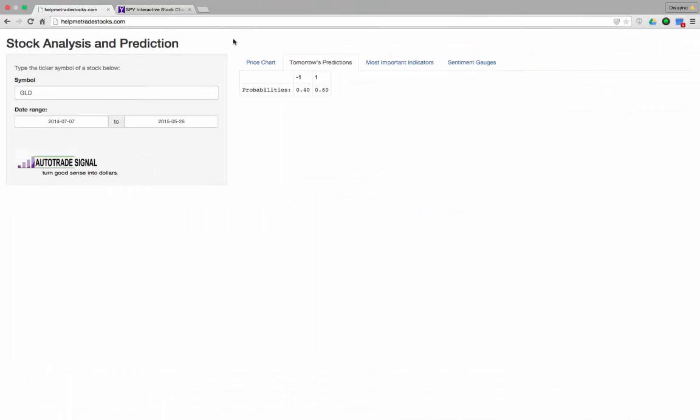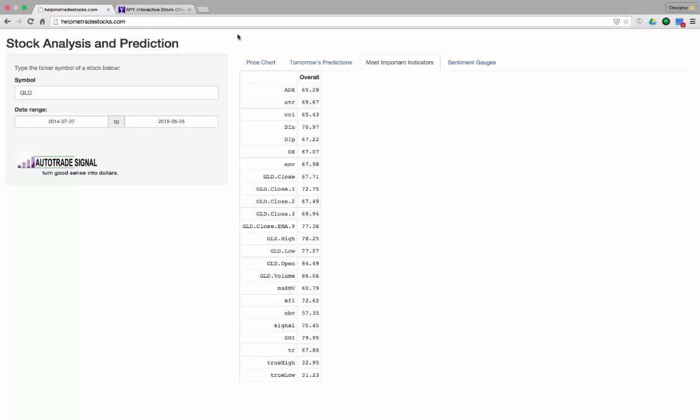Let's take a look. So we were looking at gold last time. Let's just take a look right quick at the most important indicators for gold. And so it's going away, pulling the data. My goodness, look at that. If you are a price action trader, the volume isn't even in the top 10. Look here. It's way down here. Although it is 0.86, it's a little bit different.